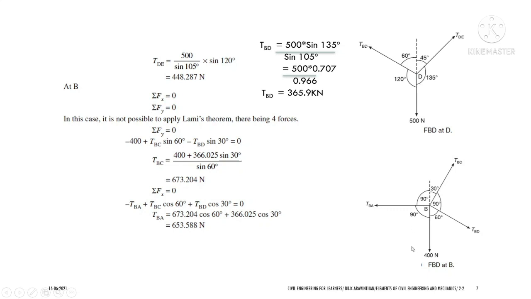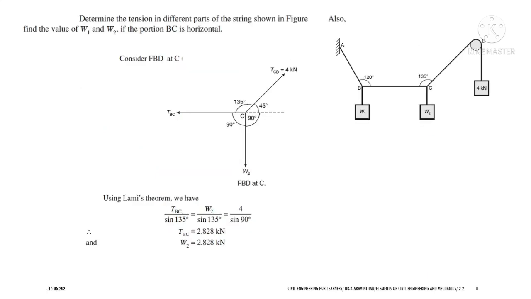By experience, you will know what we should take first and what we should take second. So if you take point D, you will have the minimum number of unknown forces, hence you can find this. Okay, so this is the next problem.